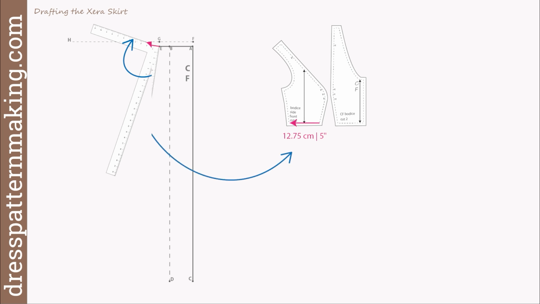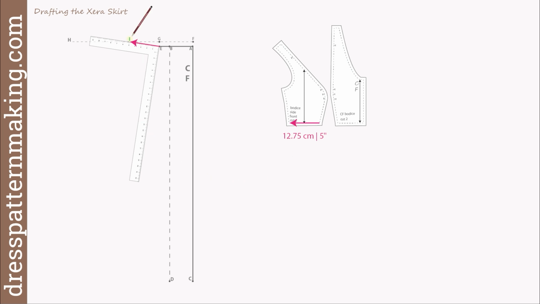So what you need to do is rotate the ruler and check the measurement. If it's too long, rotate it more. If you end up with a measurement that's too small, rotate it back until you get the measurement you need, then draw a line. So this line here, shown by the pink arrow, is the measurement I need. And where the arrow point touches the guideline, I will mark point I.